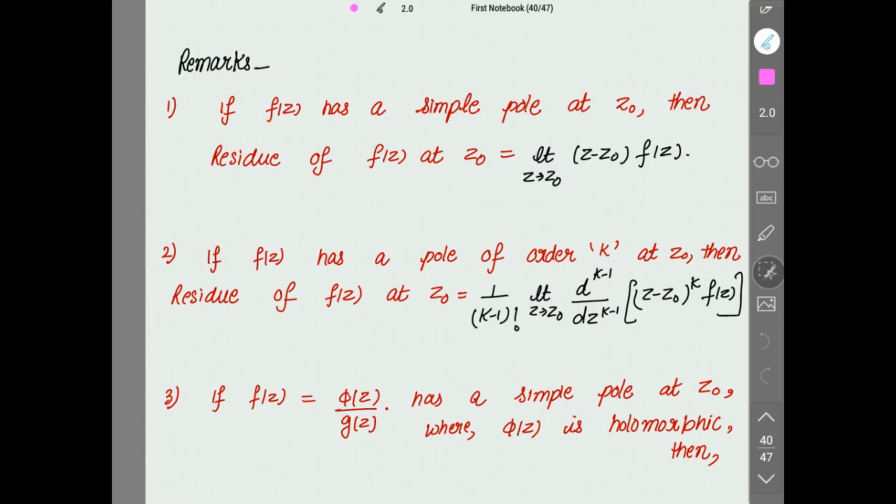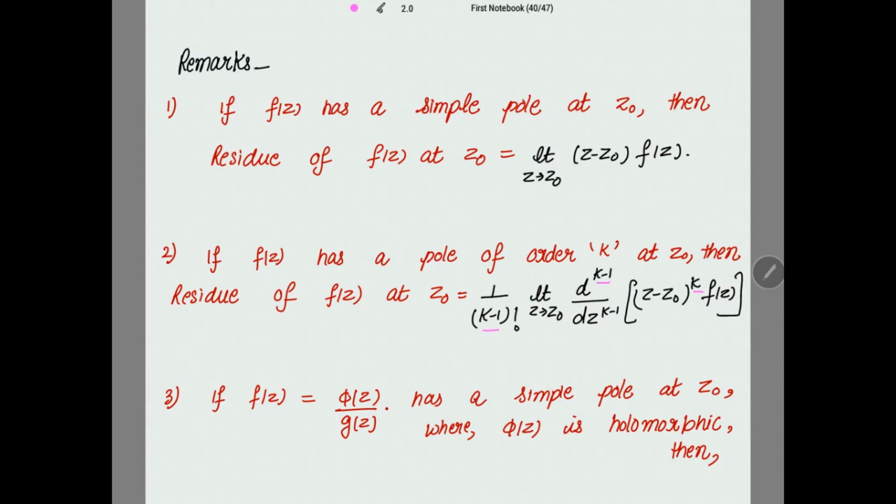What if the function has a pole of order more than 1? So the second remark is, if f(z) has a pole of order k at z0, k refers to 2, 3, 4, 5, 6, any number, then residue of f(z) at z0 is equal to 1 over (k minus 1) factorial, limit z tends to z0, and we have to differentiate (z minus z0) to the power k f(z) with respect to z, k minus 1 times. Whatever number of times we have to differentiate, that is k minus 1, that k minus 1 you have to write in the factorial in the denominator, right? So just keep this in mind. And the power here is k because we are talking of the pole of order k.